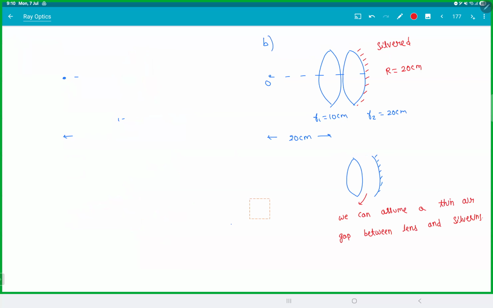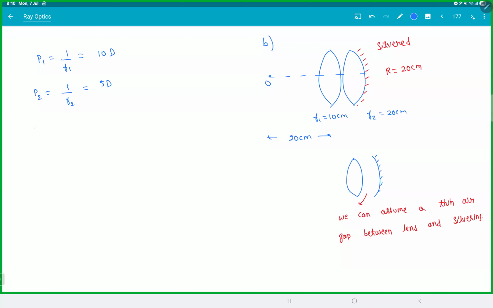What about this guy? If you have a lens and a mirror, when I get these kind of questions, I would prefer to use power, because 1 by f1, 1 by f2 doesn't work for mirrors. You can do minus 1 by fm and all, but I get confused, so I don't do it. So this is 1 by f1, that is 1 by 0.1, 10 diopters. Power 2 is 1 by f2, which is 0.2, 5 diopters.